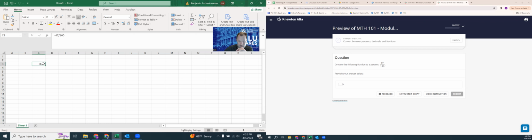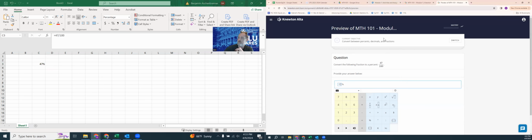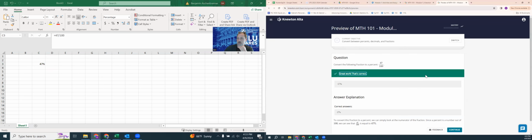I'm going to select this. And then I'm going to click percent. Okay, so I can see the answer is 47%. So I'm going to type 47 right here. Submit. Boom. Great work.